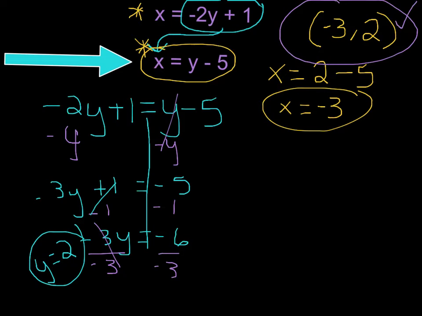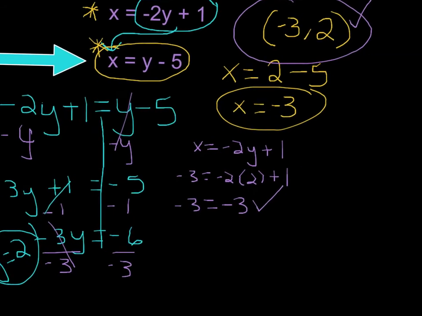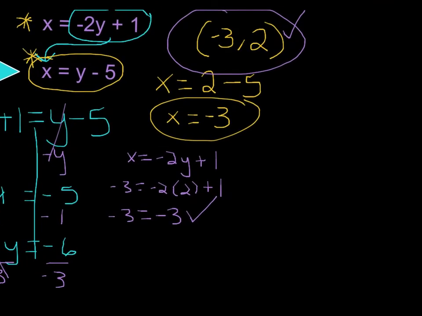So go back to your original equation, x equals negative 2y plus 1, plug in negative 3 equals negative 2 times 2 plus 1, negative 3 equals negative 4 plus 1 is negative 3. So it checks for the first equation. Let's try the second equation.